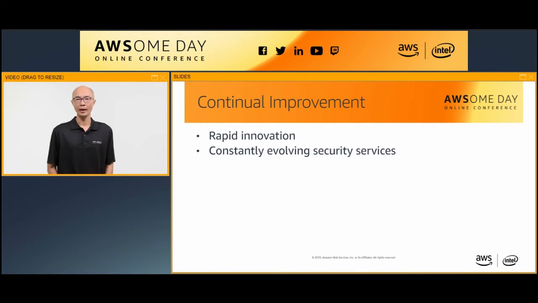AWS innovates rapidly at scale, continually incorporating customer feedback into AWS services. This continual improvement benefits all customers because AWS solutions improve over time, including constantly evolving core security services such as identity and access management, logging and monitoring, encryption and key management, network segmentation, and standard DDoS protection at little to no additional cost.